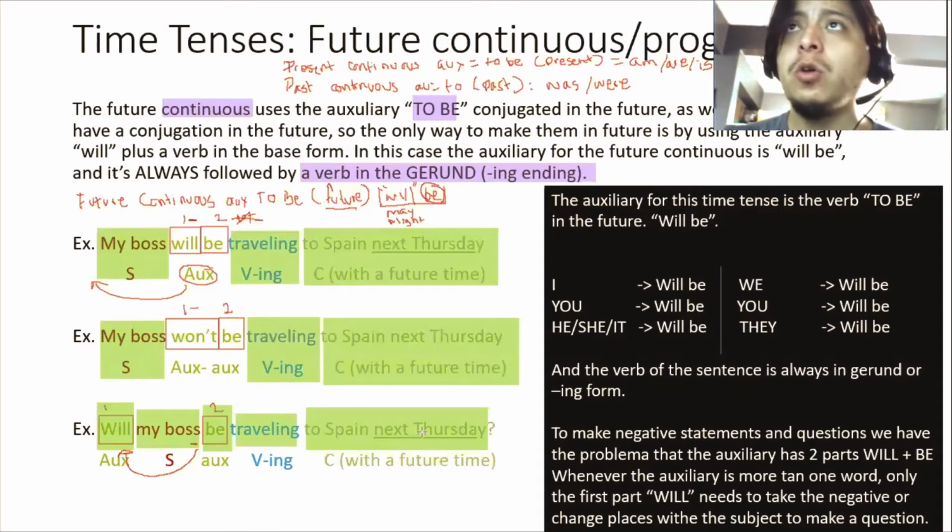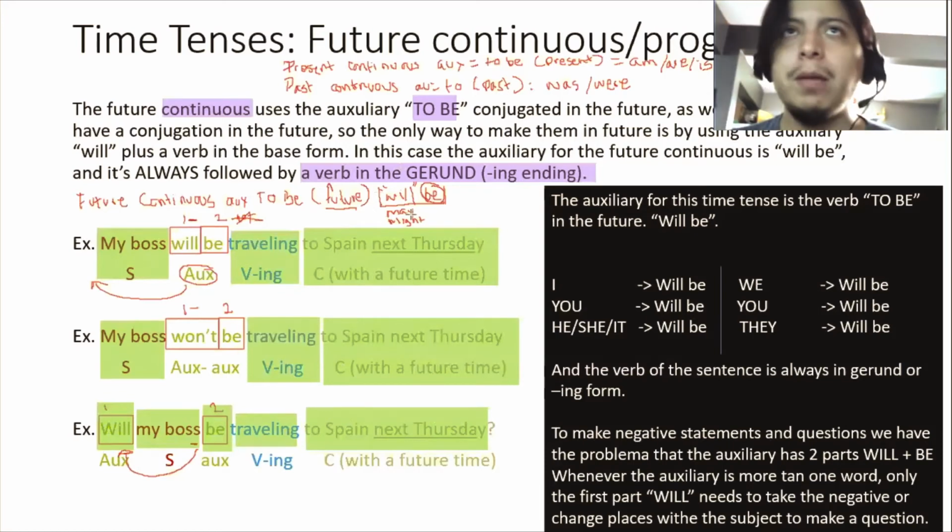Entonces, ¿qué hacemos? Usamos will be. El futuro de will es will be. Las dos palabras. Siempre will, no importa quién sea el sujeto. Recuerda que no existe wills, ni willed, ni nada parecido, y siempre es be, siempre va en forma base. Entonces tenemos el gran problema de que mi auxiliar son dos palabras. Mi auxiliar es will be. Mi auxiliar son dos partes.